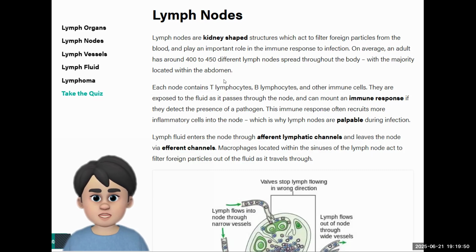This immune response often recruits more inflammatory cells into the node, which is why lymph nodes are palpable during infection.